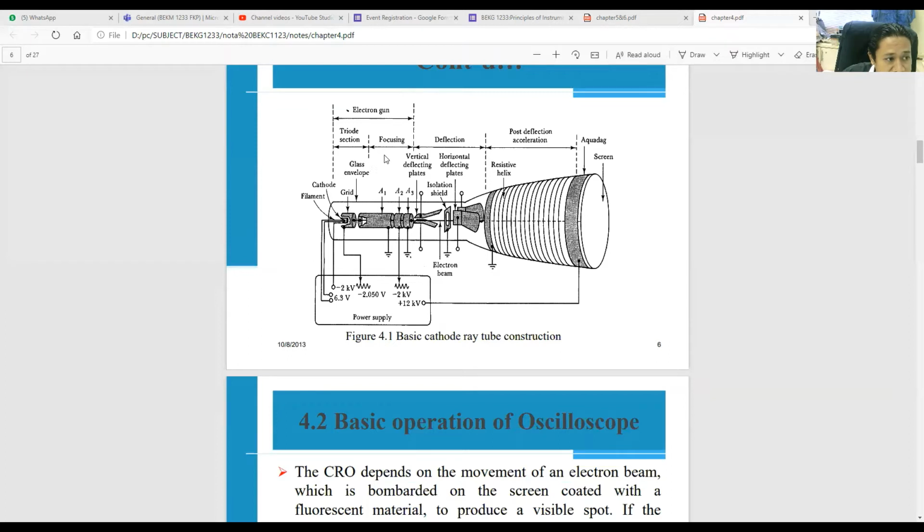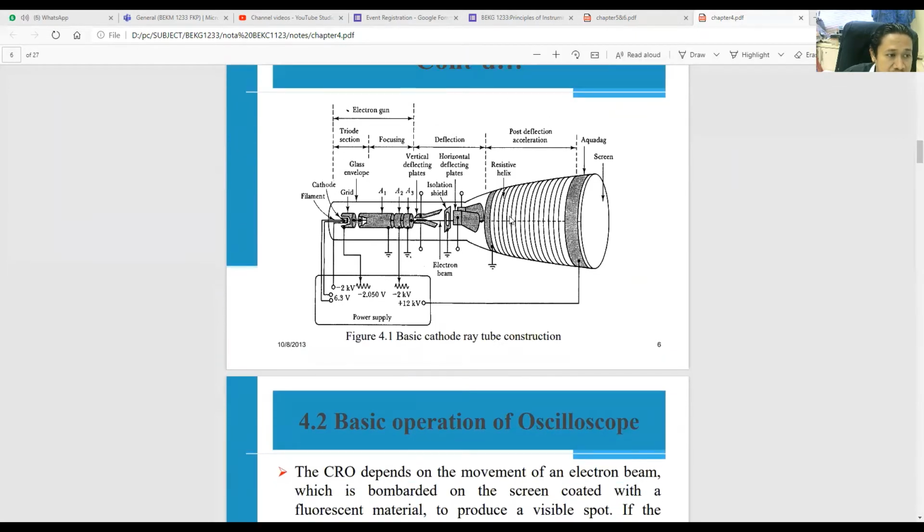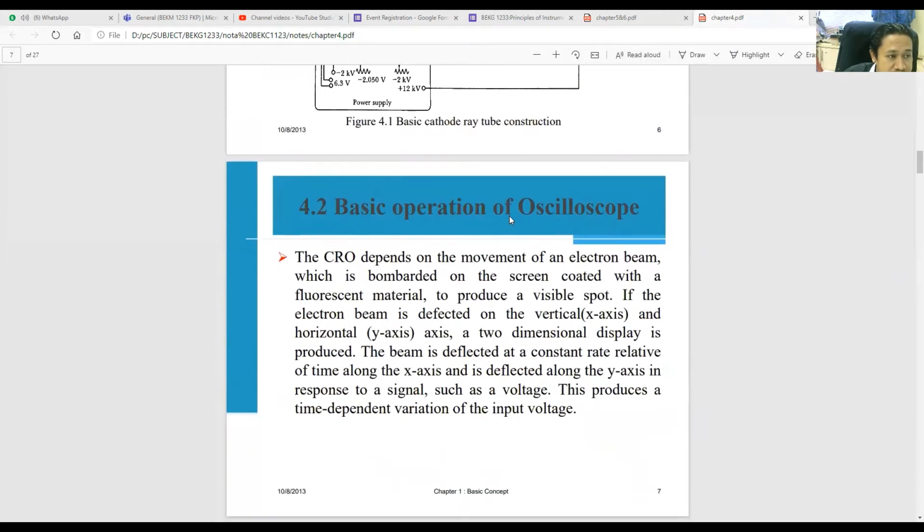And also we have the focusing section on this part. After the focusing section, the next part is the deflection. On the deflection we have the vertical deflection plate, and also the horizontal. This one is the vertical deflection plate, and this one is the horizontal deflection plate. Then this is the post deflection acceleration, which we call the resistive helix. All right, so this is the basic cathode ray tube construction.